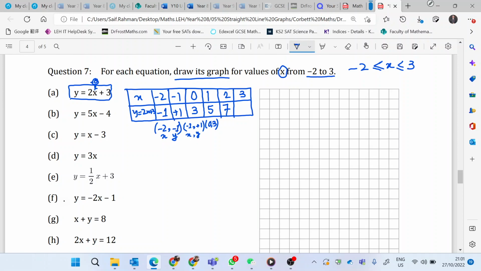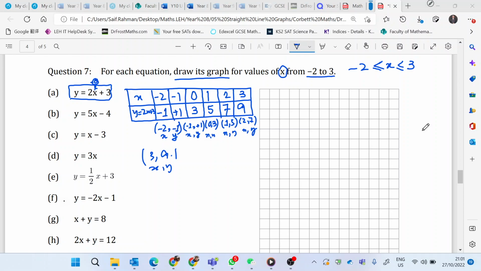3 twos are 6, 6 plus 3 is 9. So it's 9, right? Now we have got these values: 0 and 3, 1 and 5, 2 and 7, and 3, comma 9. So these are our x and y values, x, y, x, y. These all are our x and y values.